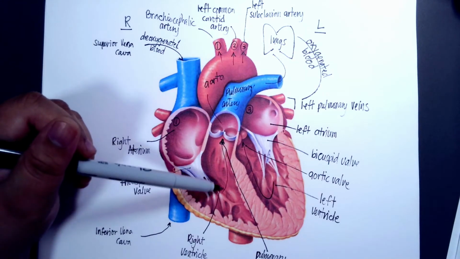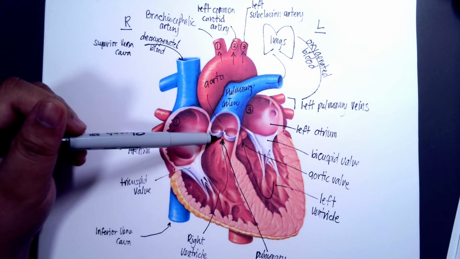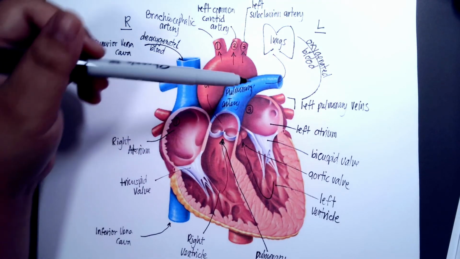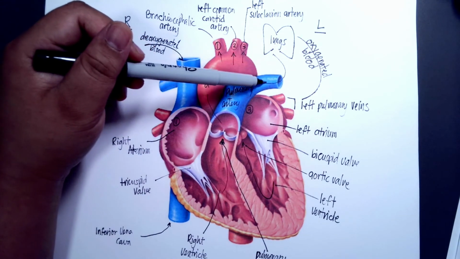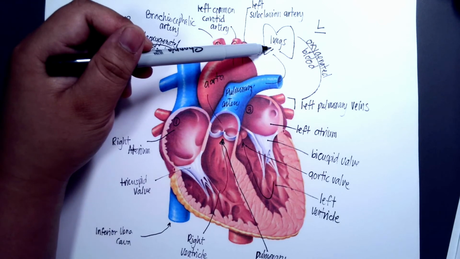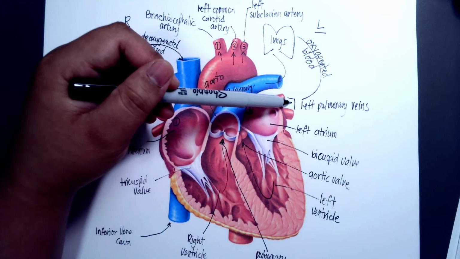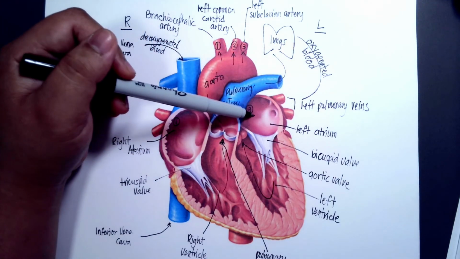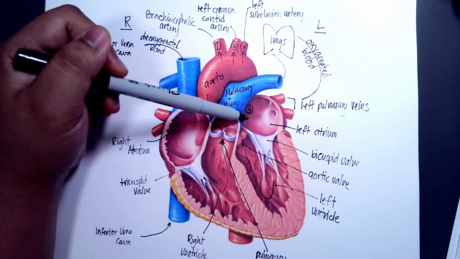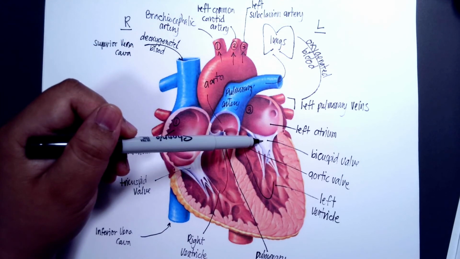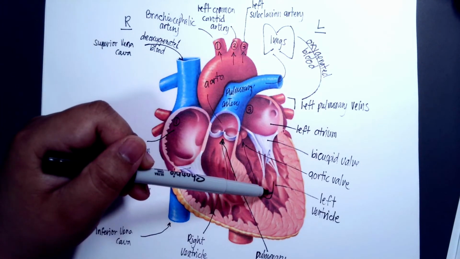From the right ventricle, it goes through the pulmonary valve. From the pulmonary valve, it goes through the pulmonary artery and into the lungs to be oxygenated. Now the blood is being oxygenated. It returns to the left pulmonary veins and enters the third chamber of the heart, which is the left atrium, passes through the bicuspid valve and enters the left ventricle.